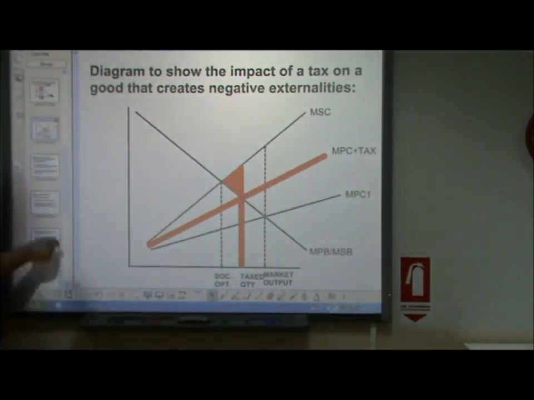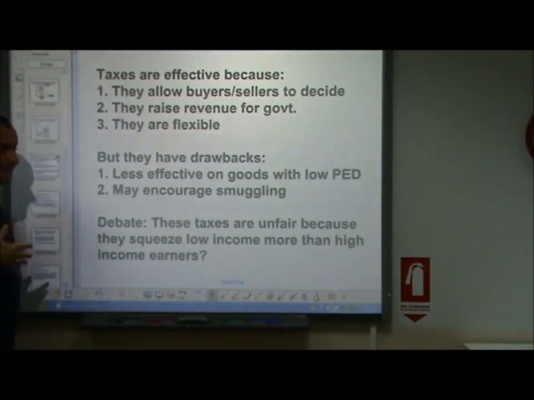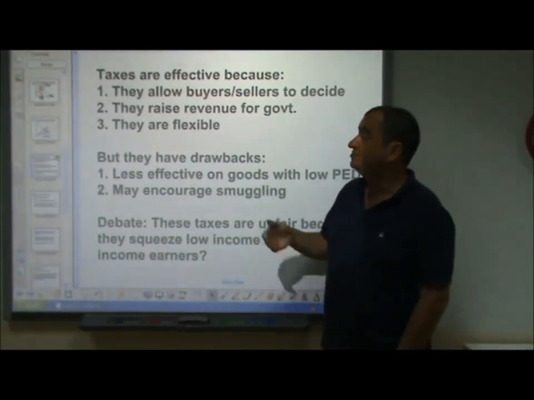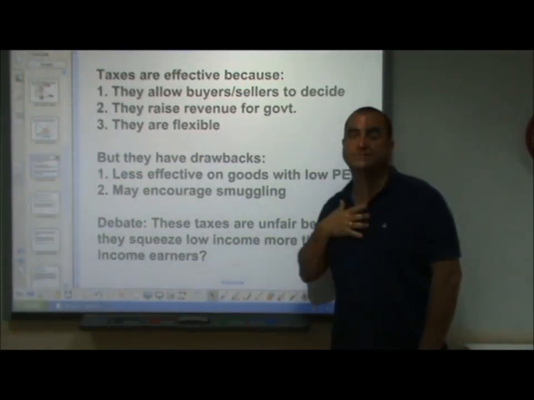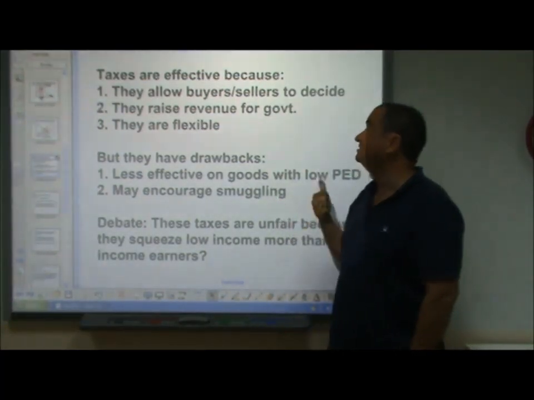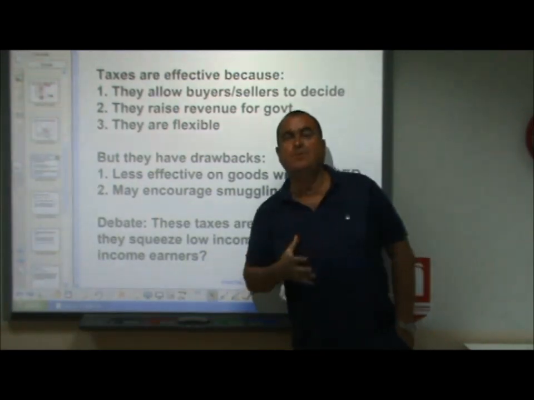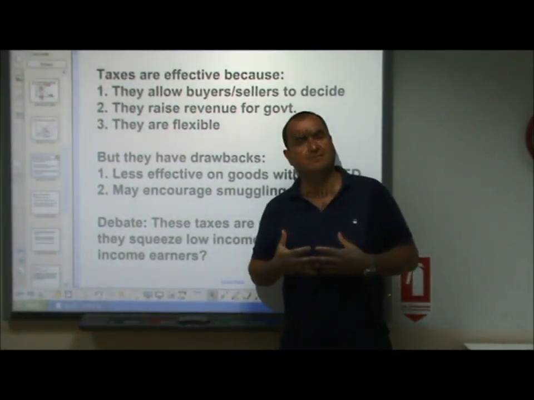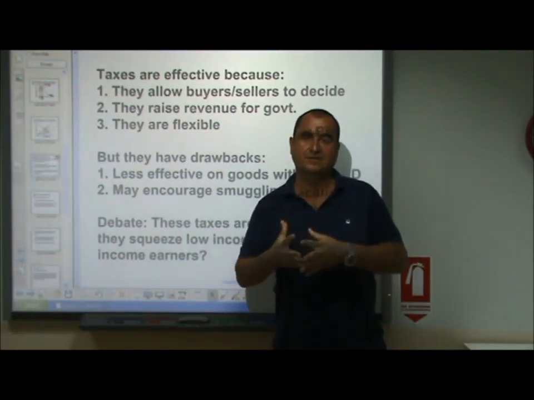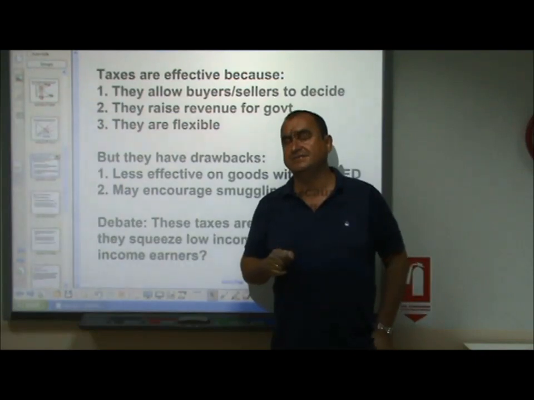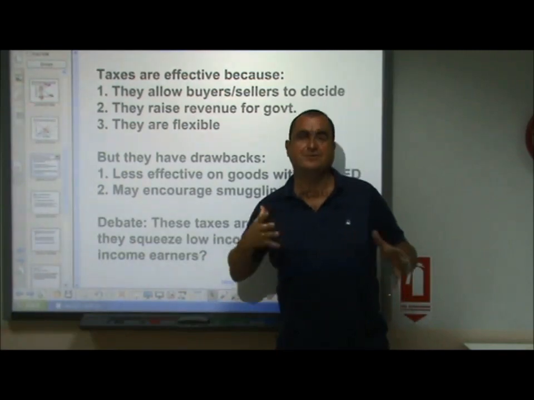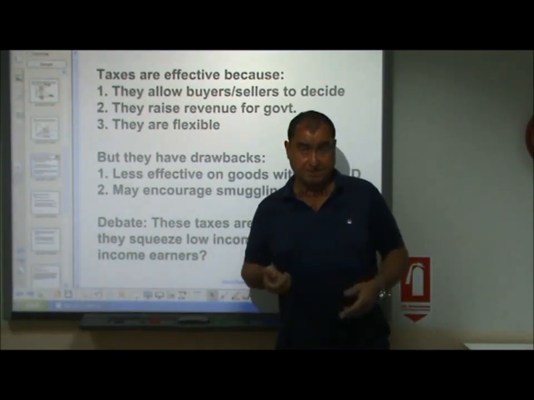Okay, that's tax. Now, these taxes can be evaluated, their effectiveness can be evaluated. So here I've tried to show a few reasons why they can be effective, but also some of the problems that such taxes may have. So taxes are effective because they allow the buyers and sellers to decide. That's the key point. It's a market-based solution. The government is not imposing. It's still up to the individual if they wish to buy or not buy the product in question, and that's seen to be a good thing because it's still about demand and supply. It's just that now there's a tax that's driven up the price.